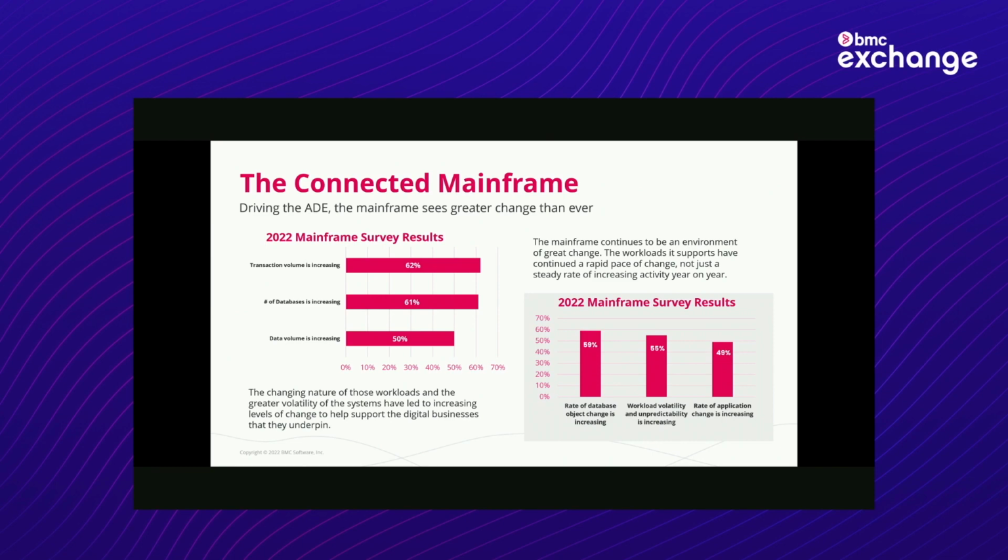So the rate of database object change is increasing. The workload volatility around that workload is increasing. The rate of application change itself is increasing as people are changing and varying their applications to keep up with digital business. Now, from a systems management perspective, what that means is that you have to change and flex the way that you manage your system.